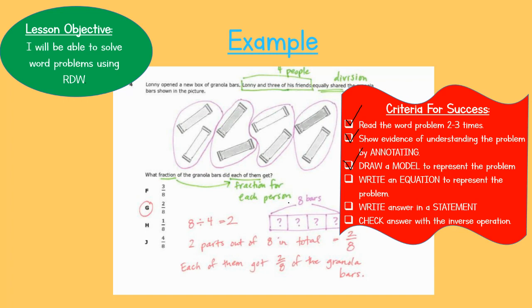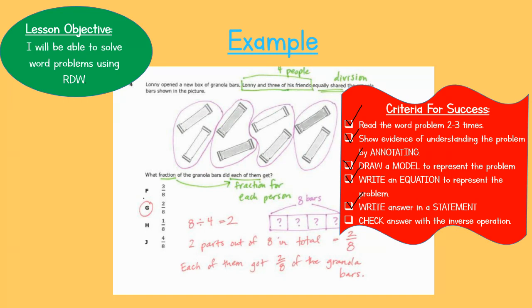They wrote out an equation to represent the problem. 8 divided by 4 equals 2. They wrote their answer in a statement. 2 parts out of 8 in total equals 2 eighths. So each of them got 2 eighths of the granola bar.